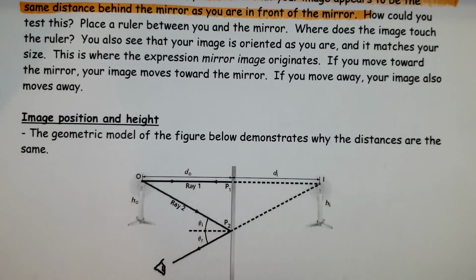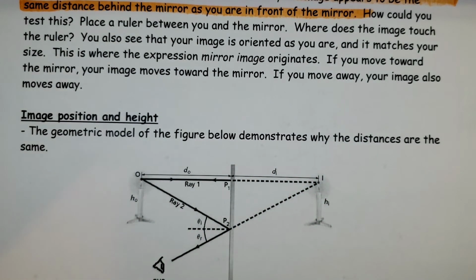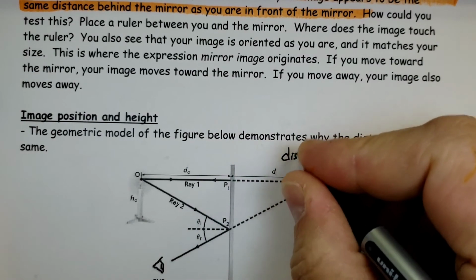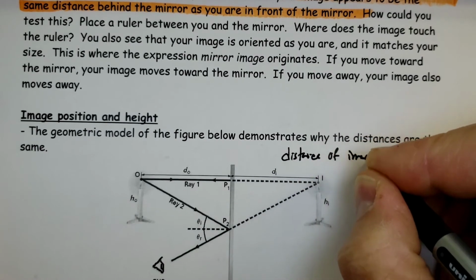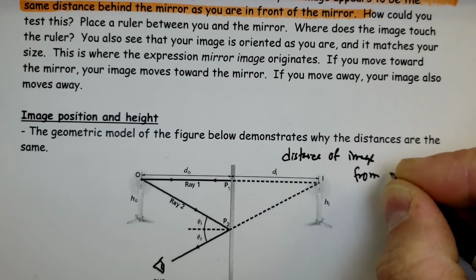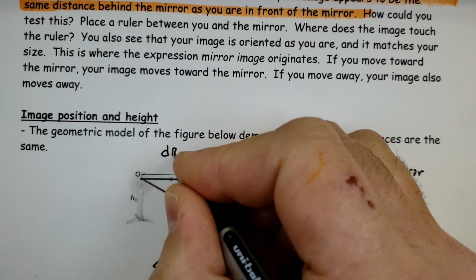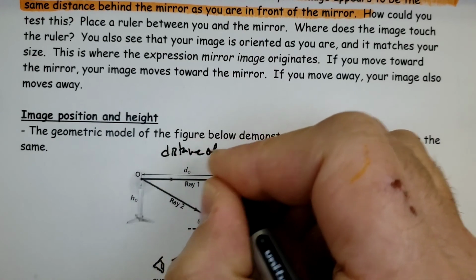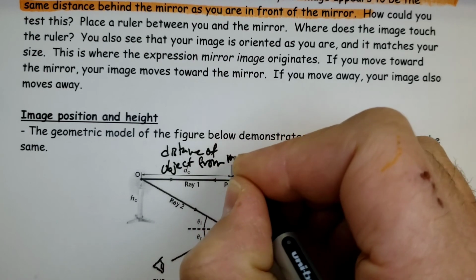So if we look down here, image position and height. Here we have a candle. The geometric model of the figure below demonstrates why the distances are the same. So if you take a look here, DI is the distance of the image from the mirror, whereas DO is the distance of the object from the mirror. And I think we'll stop there.